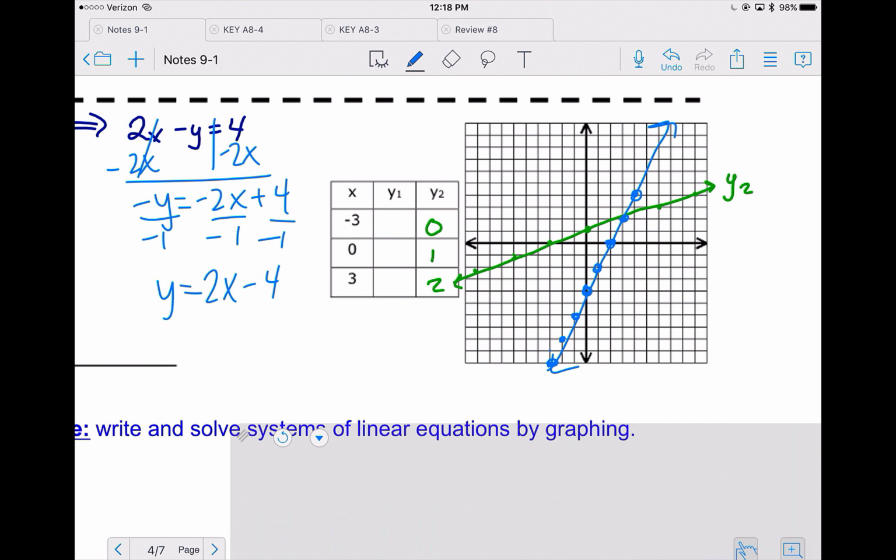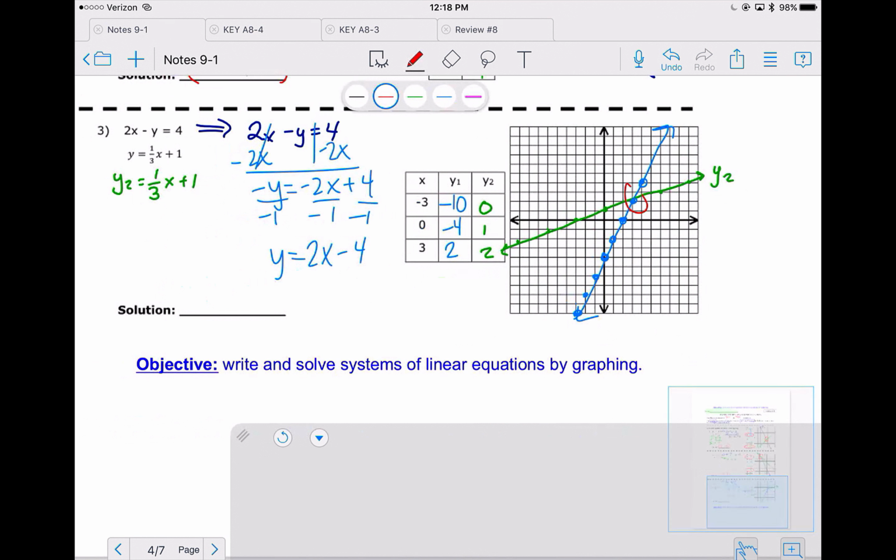So when x is negative 3, y is negative 10. When x is 0, y is negative 4. And when x is 3, y is 2 on the blue line. So looking for where they cross, this table is a little different because it's two tables in one. So what I'm looking for here is the same y values when the x is not changing, the same y values. So this would be the solution, 3, 2.